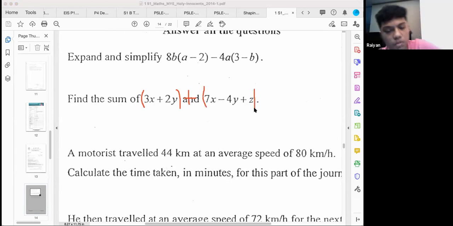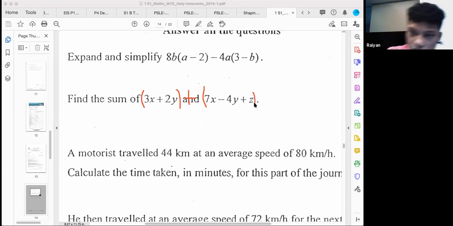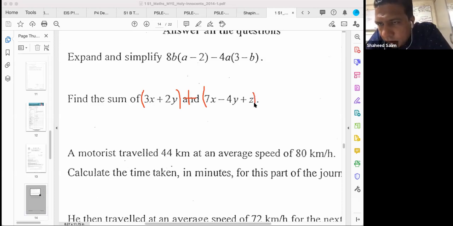My math teacher taught me how to do the box method, but I forgot how. Which one? The box method. Maybe you can show me. What is the box?